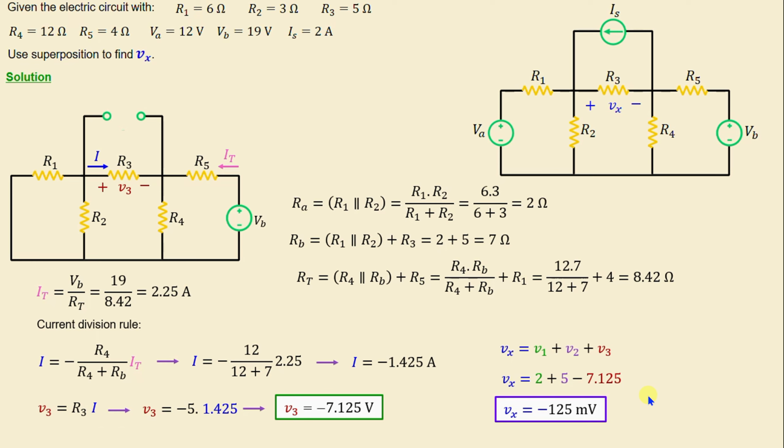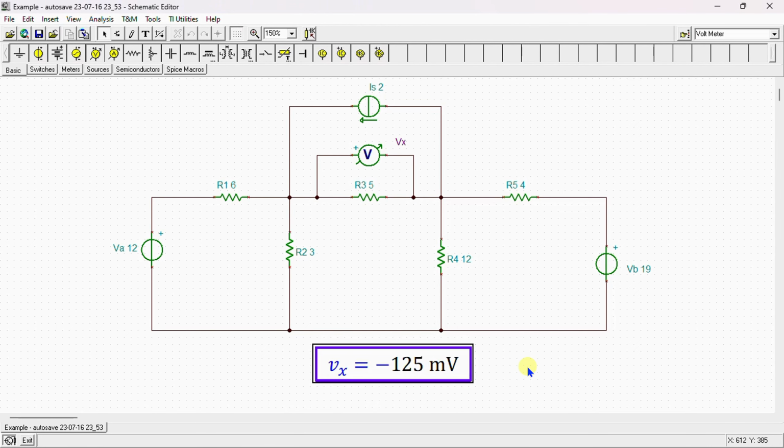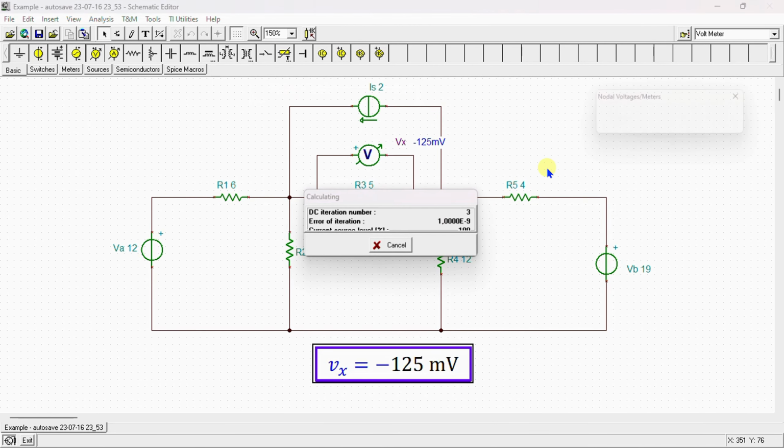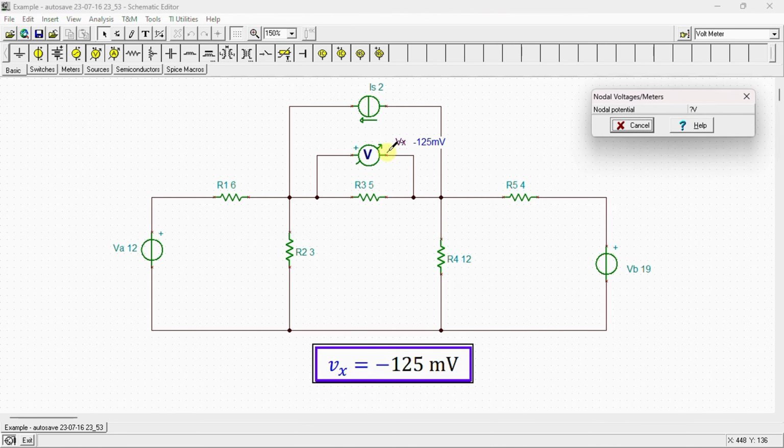Now let's proceed to the SPICE environment. This is our network drawn in SPICE simulator. We can see here this is the independent voltage source Va, the independent current source Is, the independent voltage source Vb, R1, R2, R3, R4, R5. I connect here a voltmeter in order to measure the voltage Vx across the resistor R3. Let's move on to analysis, DC analysis, calculate nodal voltages. We can see here that Vx is equal to negative 125 millivolt.